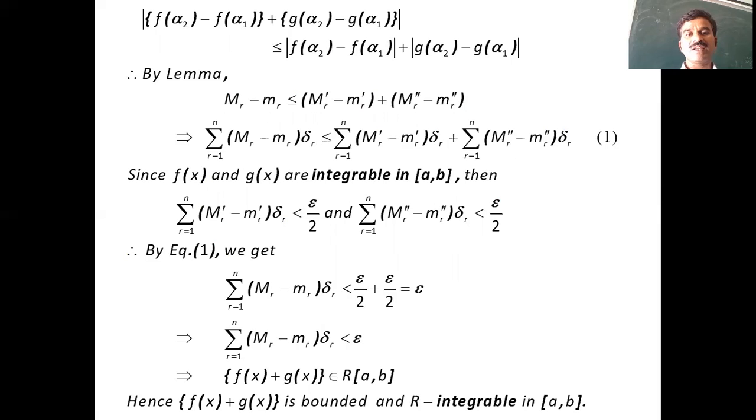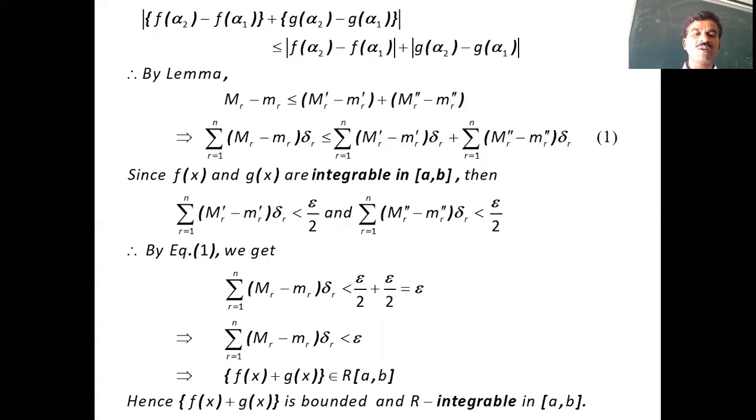So ultimately it is M_r prime minus m_r prime, M_r double prime minus m_r double prime, by taking a summation throughout with delta r. Since f(x) and g(x) are integrable in the closed interval [a, b], we have epsilon by 2 and epsilon by 2 as our convention.